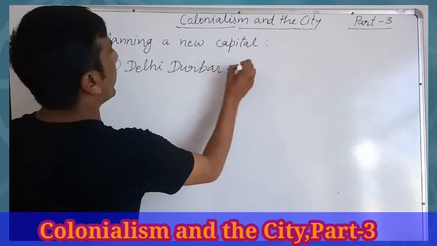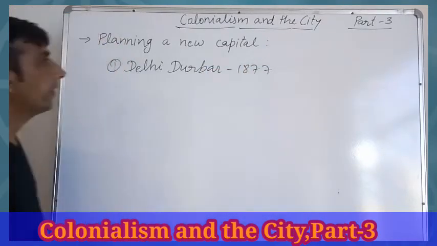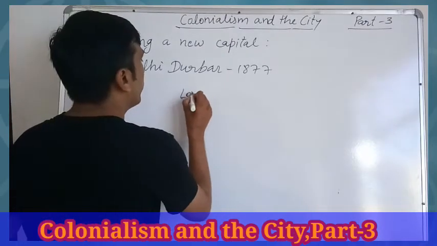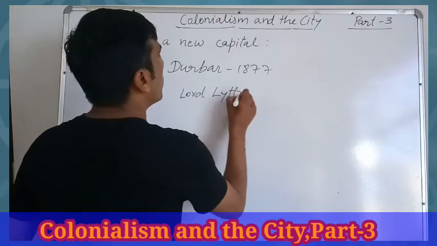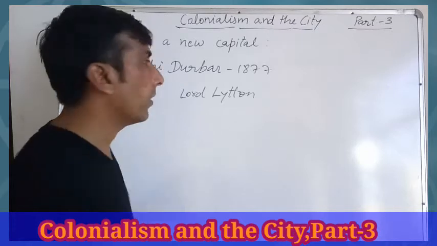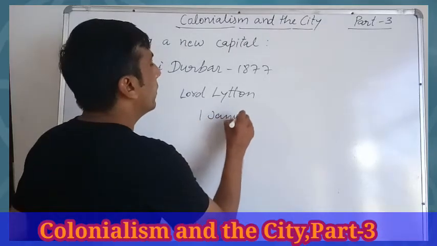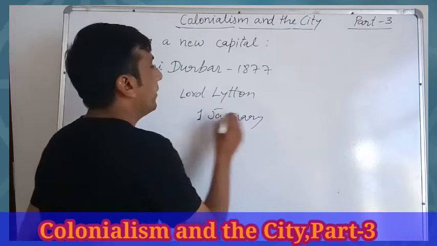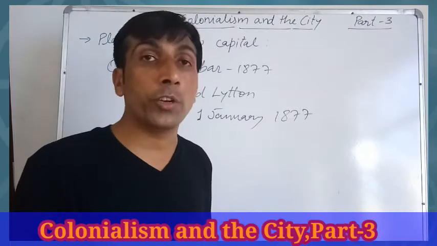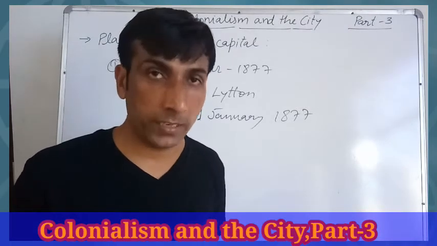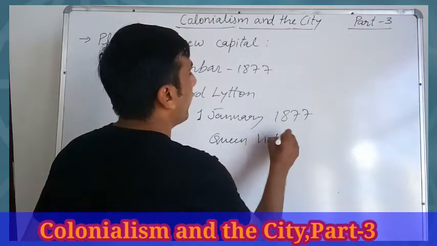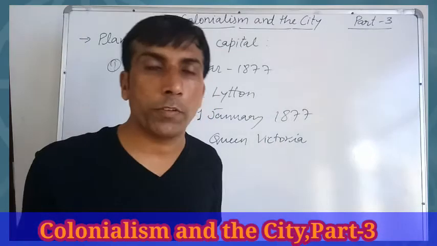Delhi Darbar 1877, the first Delhi Darbar. Lord Lytton was the Viceroy of India at that time. He organized a Delhi Darbar on 1st January 1877 to proclaim Queen Victoria as the Empress of India.